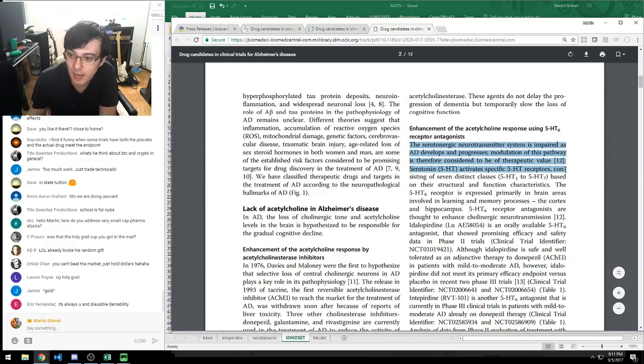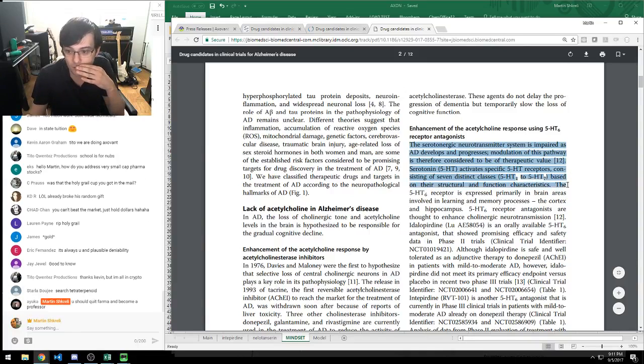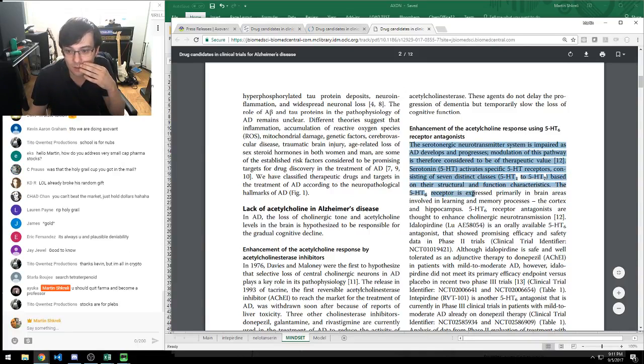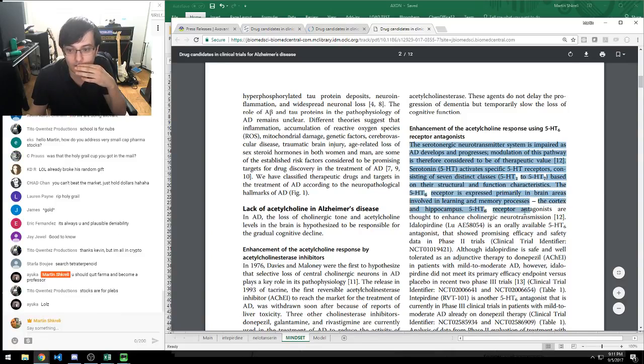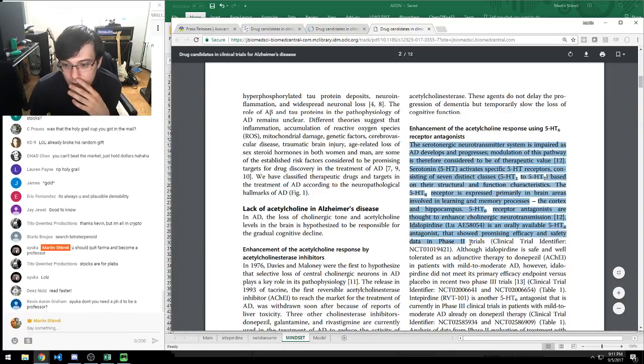Serotonin, 5-HT, activates specific 5-HT receptors consisting of 7 distinct classes, 5-HT1 to 5-HT7, based on their structural and functional characteristics. The 5-HT6 receptor is expressed primarily in brain areas involved in learning and memory processes, the cortex and hippocampus. 5-HT6 receptor antagonists are thought to enhance cholinergic neurotransmission. Iloperidine, interesting, is an orally available 5-HT6 antagonist and showed promising efficacy and safety data in phase 2 trials.